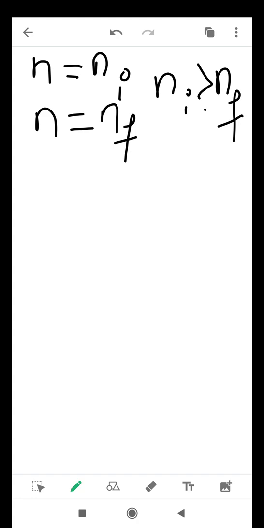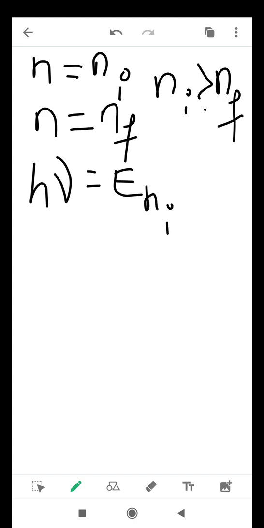So E equal to h nu. So directly we will consider h nu equal to the energy difference between the two energy levels, E n_i minus E n_f. Using this expression we will derive the expression for wave number, also the wavelength, that is lambda.